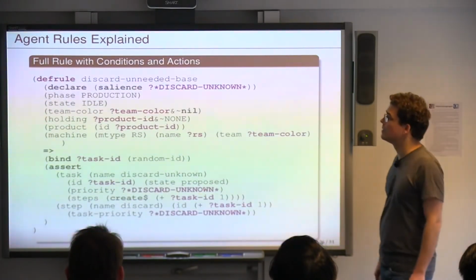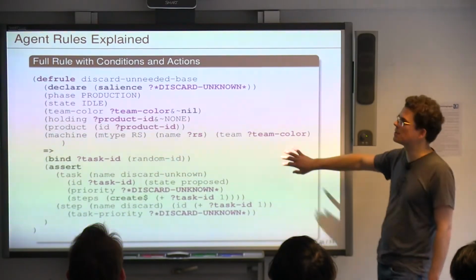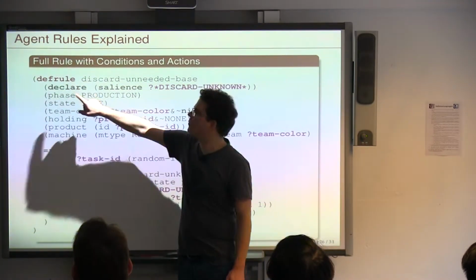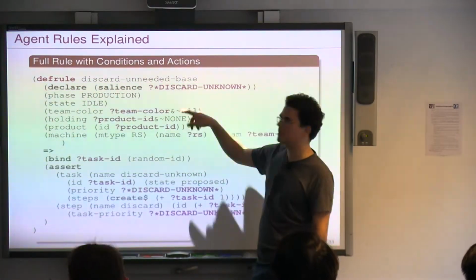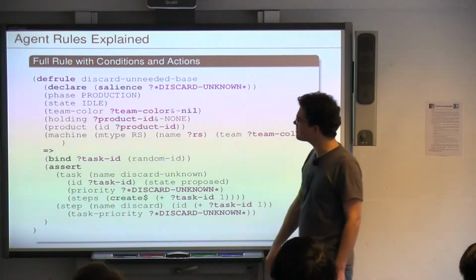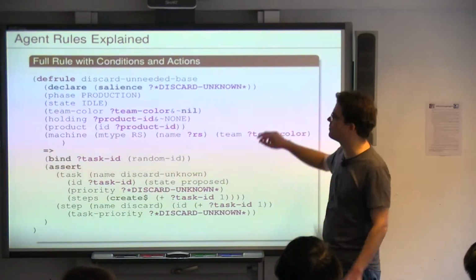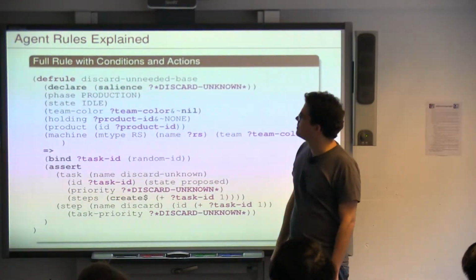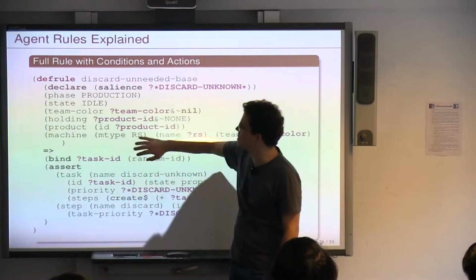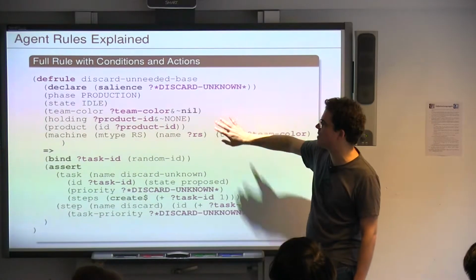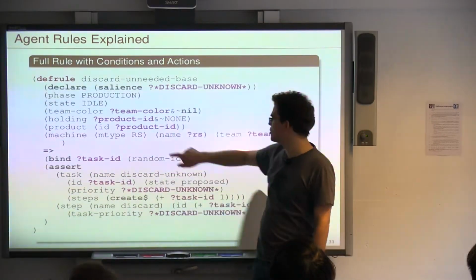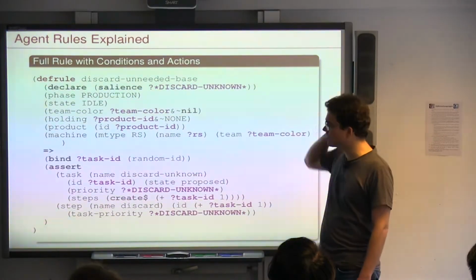So after this, a complete rule. This is a pretty basic rule, but a complete one. So you can see again with defrule, a name for the rule. We don't have any comment in this one, but we are declaring a salience here. We are doing this in a kind of configuration file. So this is a global variable, and we have all these conditions. So our robot has to be in the production phase, idle, and we are reading here the team color from our knowledge base to map it to the machine we want to select.